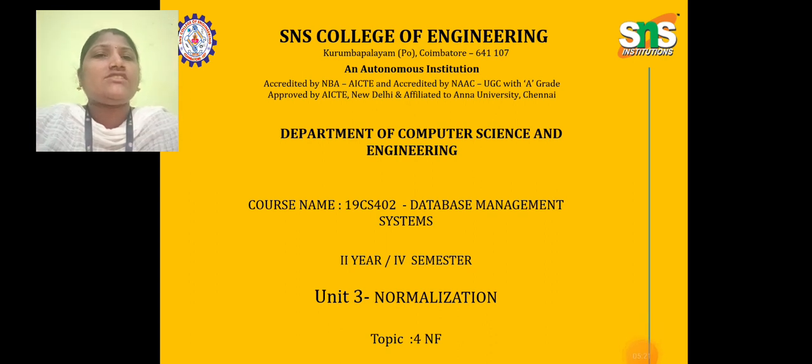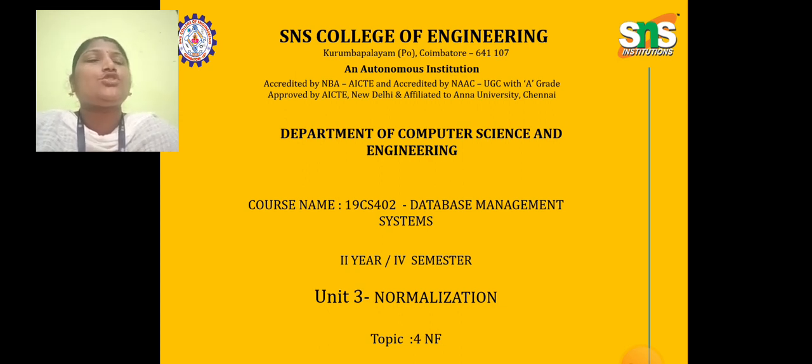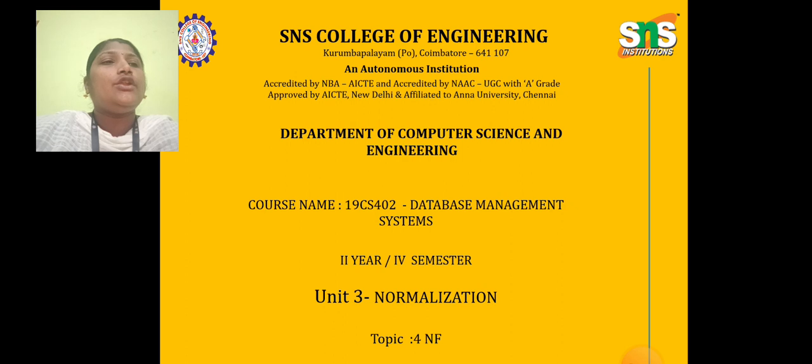So now I can just revise that. The first normal form means there should be atomic value. Second normal form, it should have atomic value, there should not be partial dependency. Third normal form means it should have atomic value, no partial dependency, and no transitive dependency. Boyce-Codd normal form means atomic value, no partial dependency, no transitive dependency, and no non-trivial dependency.